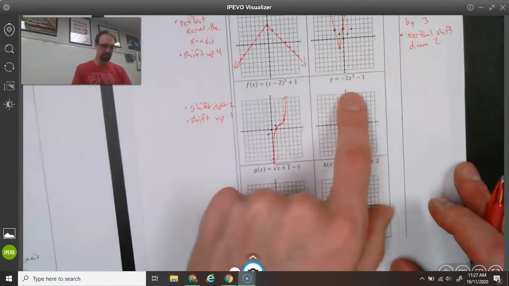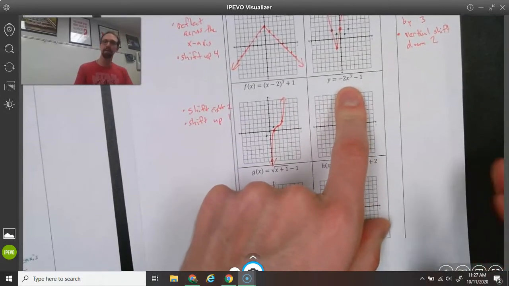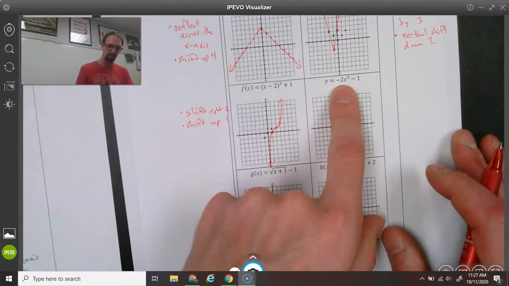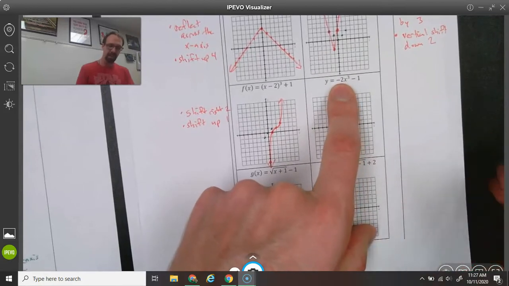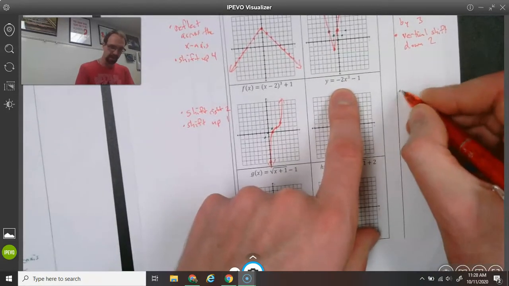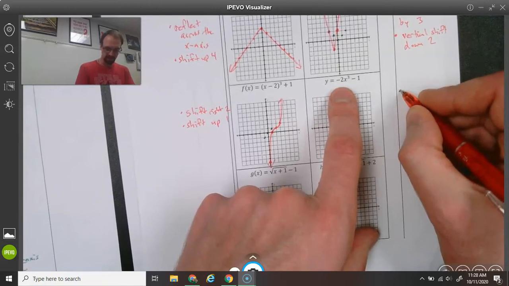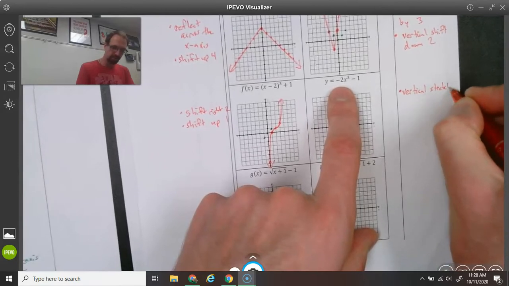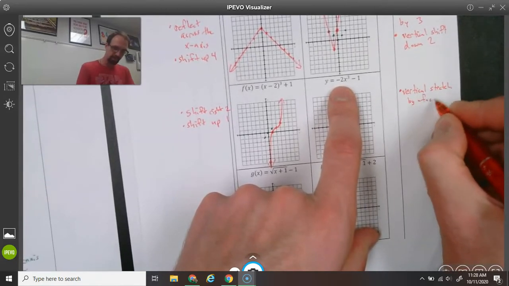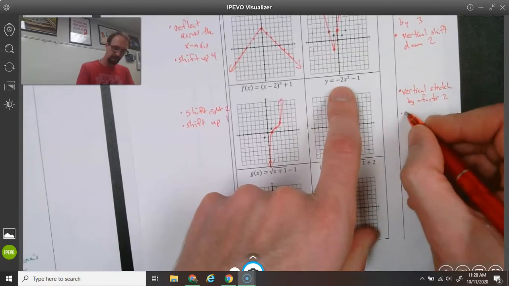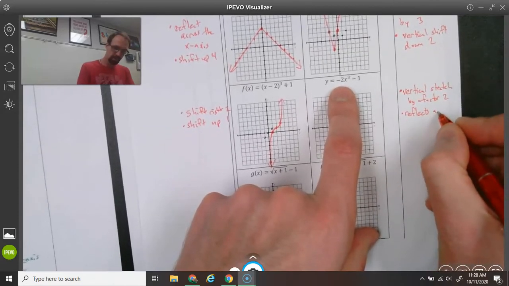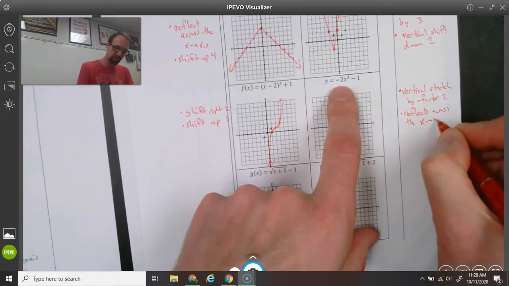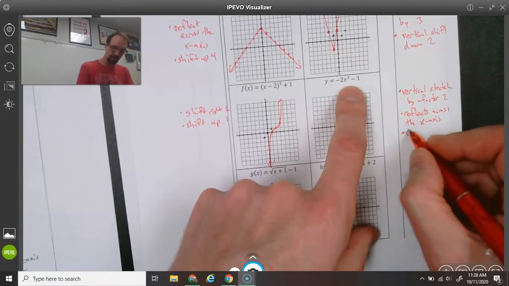This one here, this is a cubic. It has no horizontal movement. A lot of students get confused without seeing that part there, but it has no horizontal movement. This 2 and this negative tell me that it's going to have a vertical stretch by a factor of 2, and it reflects across the x-axis. And then this minus 1, shift down 1.